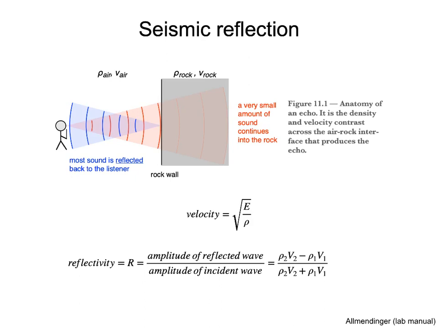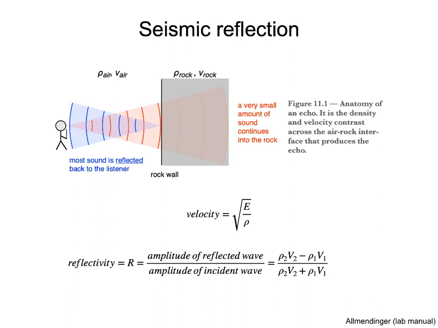rock are very different. The sound velocity is proportional to the Young's modulus, E, and inversely proportional to the density, ρ. The acoustic impedance of a material is its density times the velocity of sound in the material, ρ times v. The reflectivity is the ratio of the amplitudes of the reflected and incident waves. It is a function of the acoustic impedances of the two media.